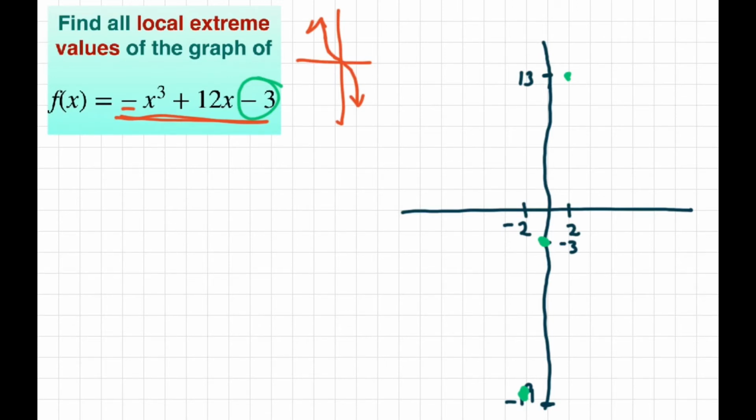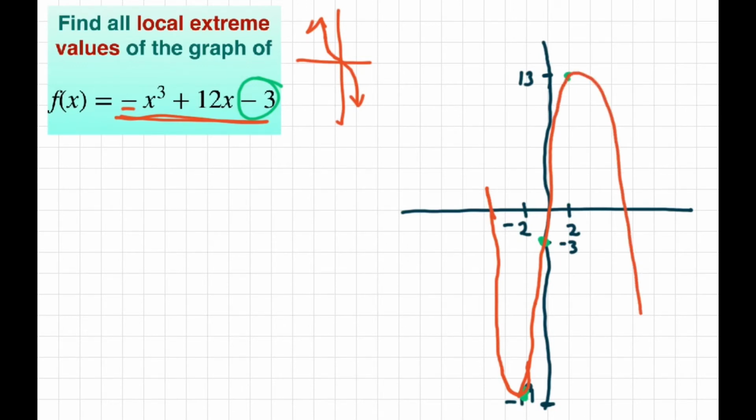So the graph, we could start up here somewhere, and I'm just sketching this. So I'm going to have to go through these points and then come down here somewhere. All right, and there's your y-intercept. So basically, looking at this, we know this part where the horizontal tangent is your local minimum. This point here is your local max.